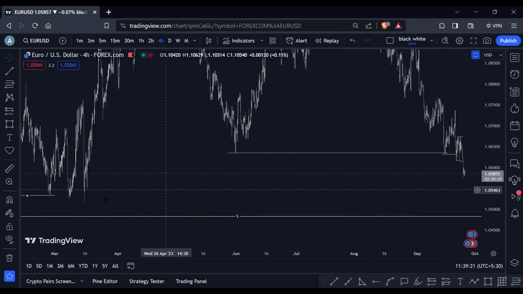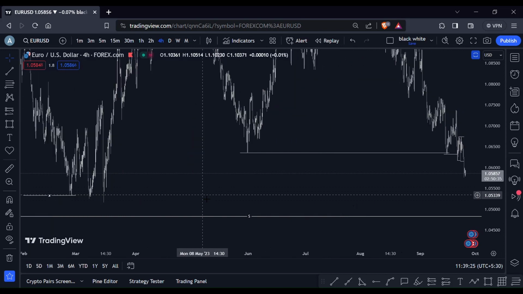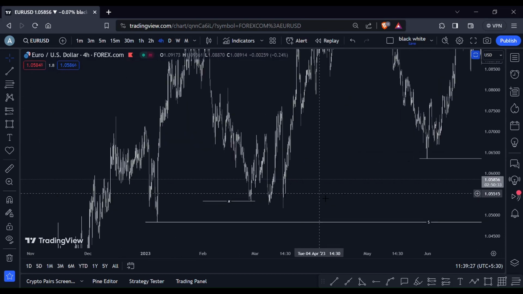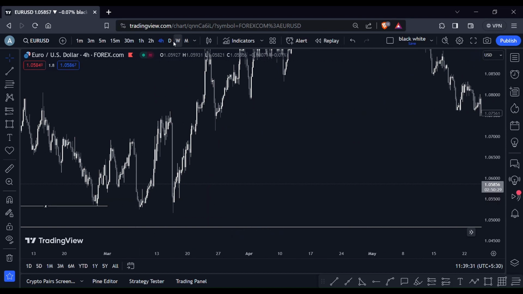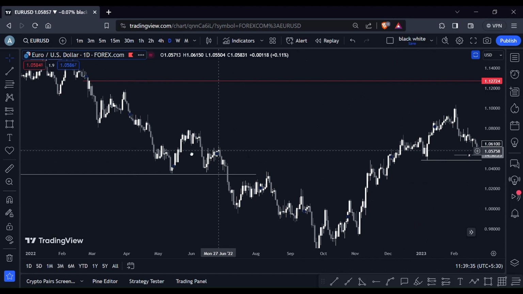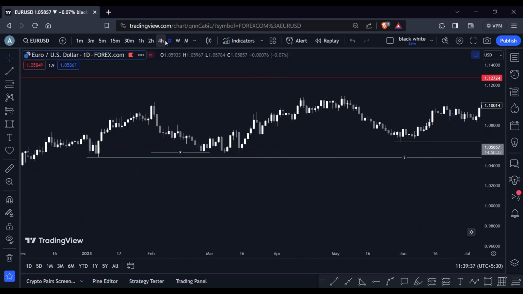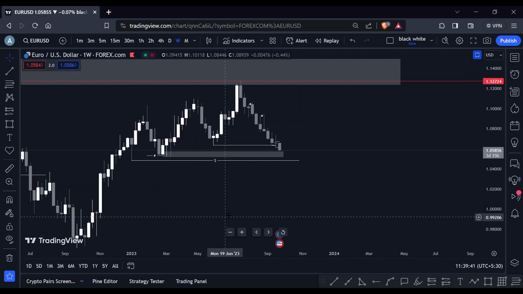support zone, we have this monthly level, an unmitigated level, which I had marked in the monthly. It's not marked in the 4-hour time frame. So we will find an unmitigated zone in the higher time frame, and then we will consider for a small move which area should be considered.